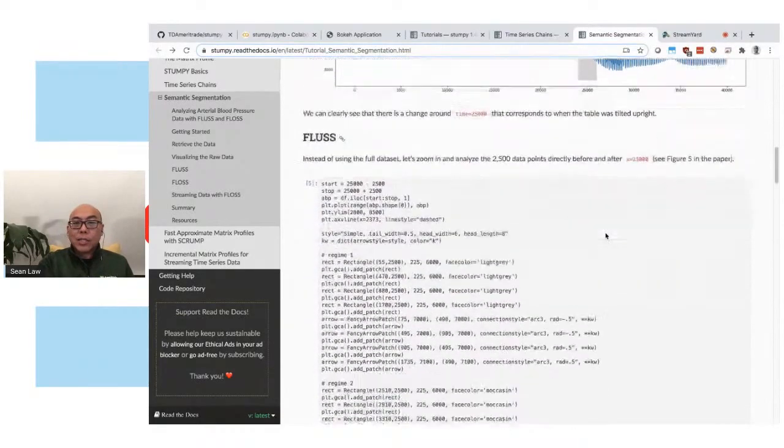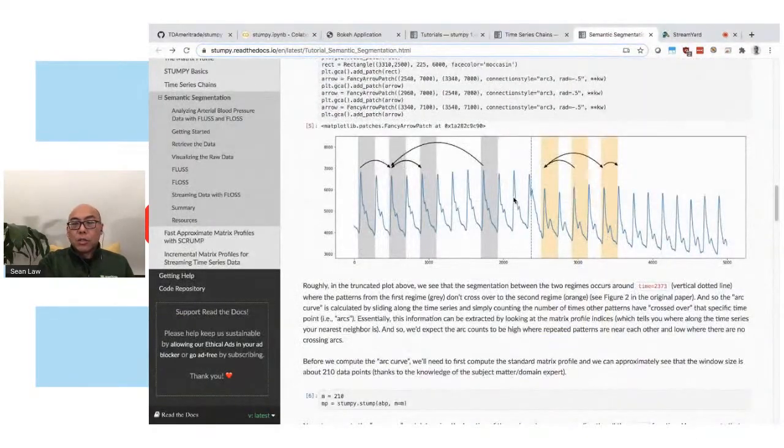With matrix profiles, you can actually compute this for free. So as you can see here, there are these patterns that happen when the bed is flat, and then can we identify where we might place this dotted line to separate these two regimes? You can do that out of the box with STUMPY.